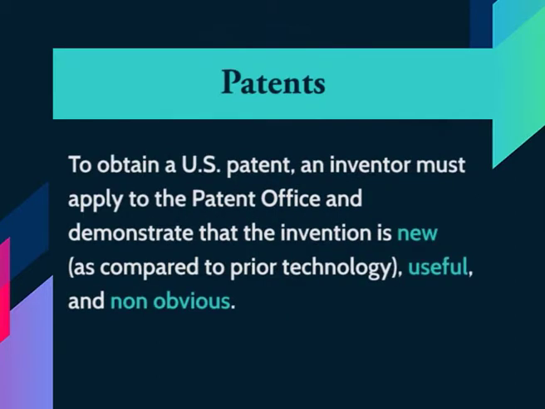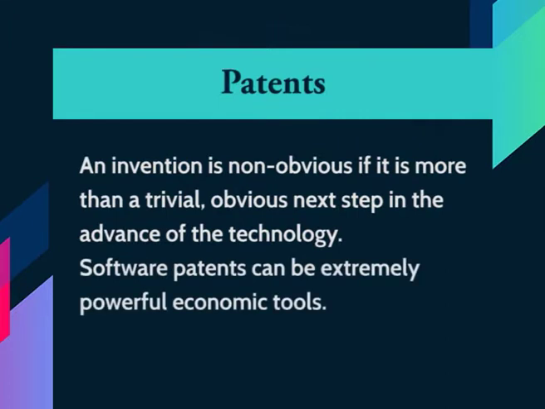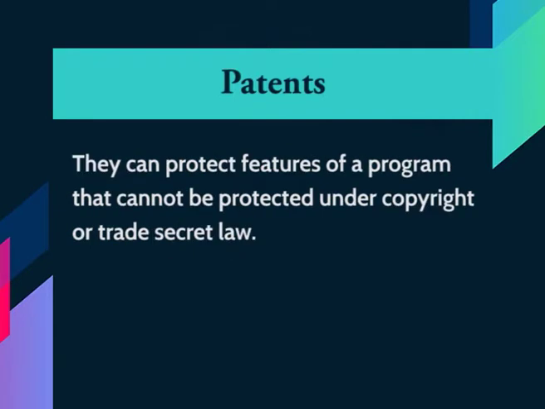To obtain a US patent, an inventor must apply to the patent office and demonstrate that the invention is new as compared to the prior technology, useful and non-obvious. An invention is non-obvious if it is more than a trivial, obvious next step in the advance of technology. Software patents can be extremely powerful economic tools. They can protect features of a program that cannot be protected under copyright or trade secret law.